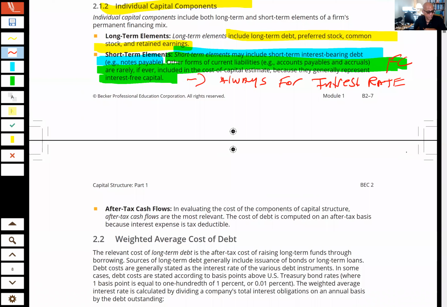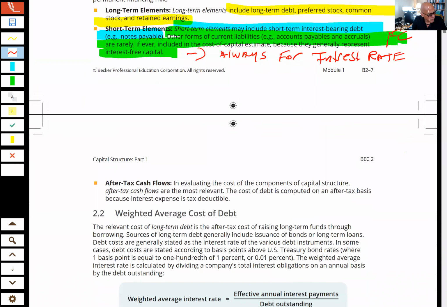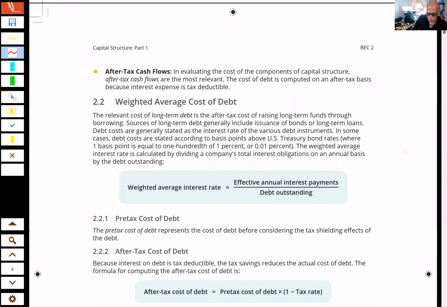Okay, good. Now you come over and let's take a look at the weighted average cost of capital now. And we're going to look at each one of these, starting with the weighted average cost of debt. And guys, it's pretty straightforward here. The weighted average cost of debt is the effective annual interest divided by the debt outstanding.